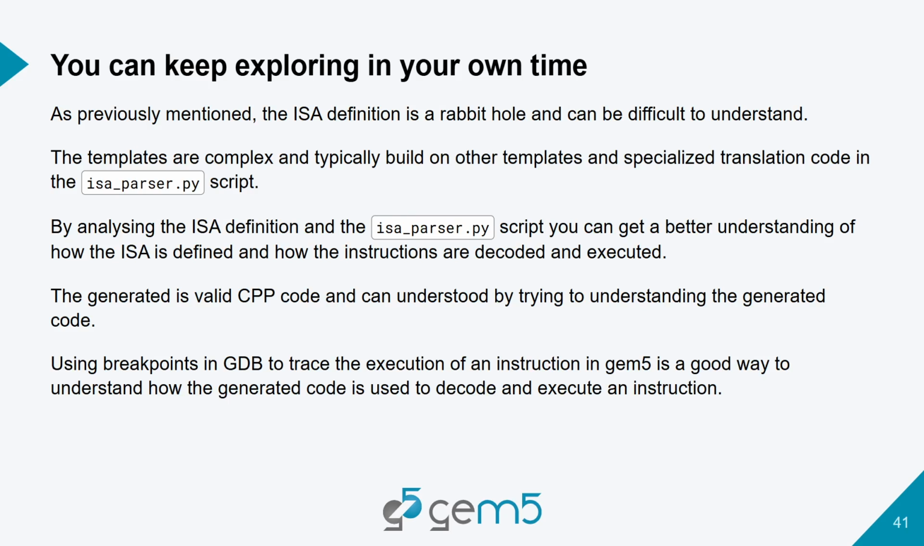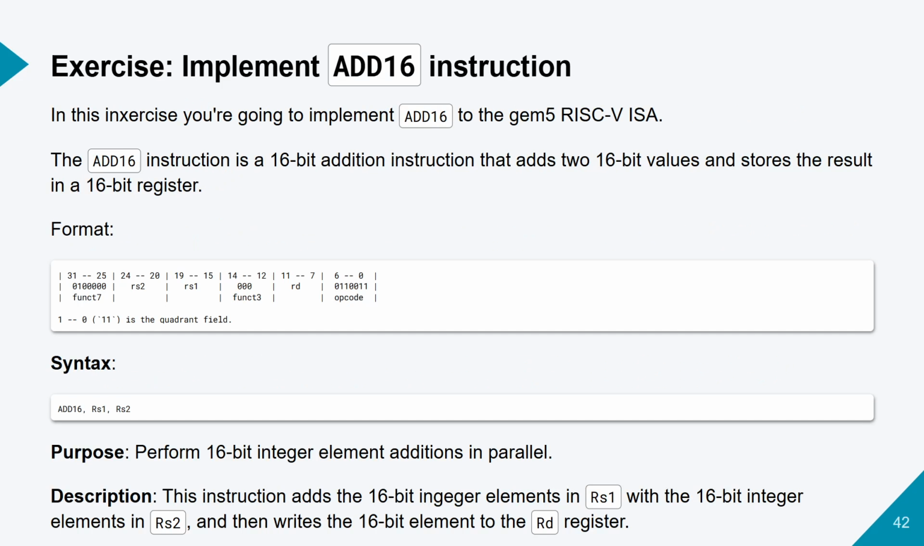Generated code is valid C++ code and can be understood by trying to understand the generated code. Using breakpoints in GDB to trace the execution of an instruction in gem5 is a good way to understand how the generated code is used to decode and execute an instruction. These are high-level comments if you're trying to do this by yourself. These are good tips when you're trying to dive in and understand this.